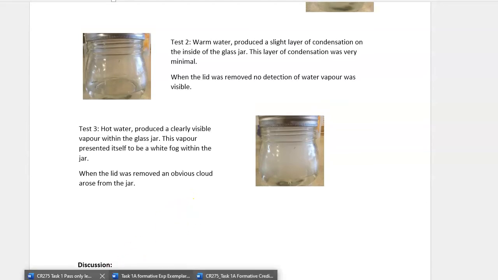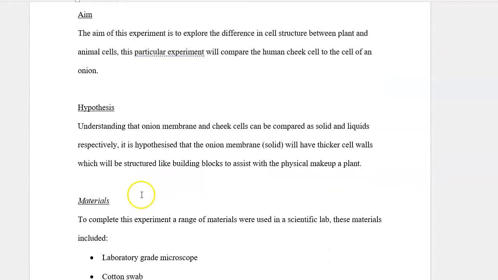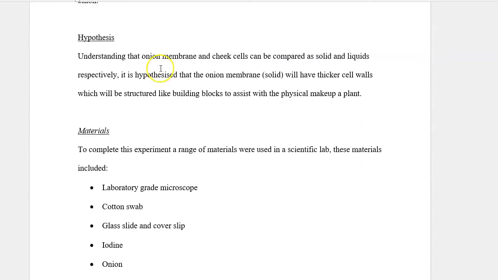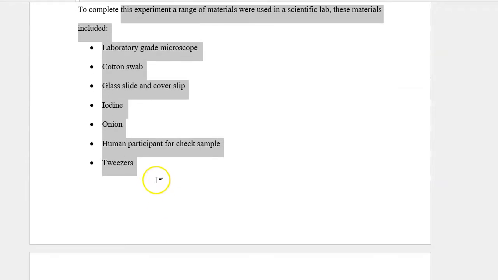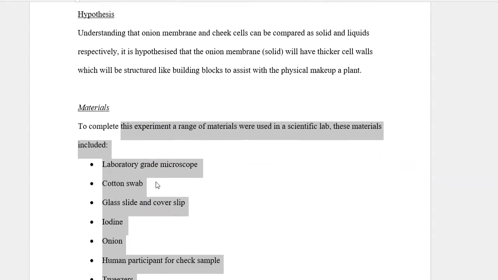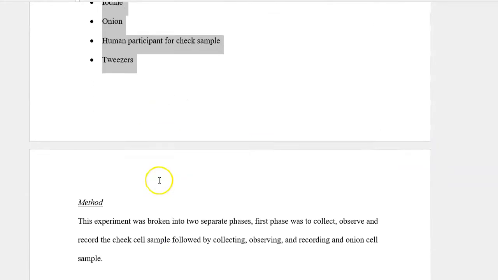Let's move on now to here. Aim. Yep, again, quantum is an issue. It is a short aim. Hypothesis: solid, no problem at all. Materials: clear, great. That's certainly a pass plus to credit sort of level.